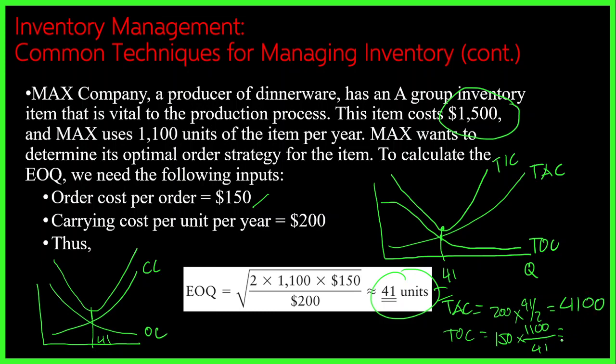Okay, kanya nag-enjoy pa rin ako. 1,100 divided by 41. So, you get 26.829. Mathematically, that's correct. Pero pag bigyan natin, you multiply that by 150. And you will get... Saan na? Bakit ganun? It's 4,024.30.